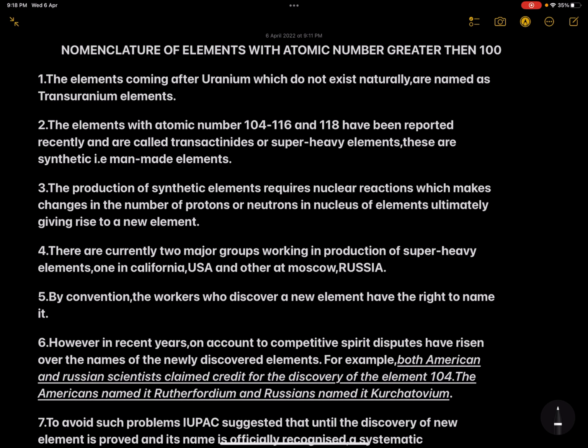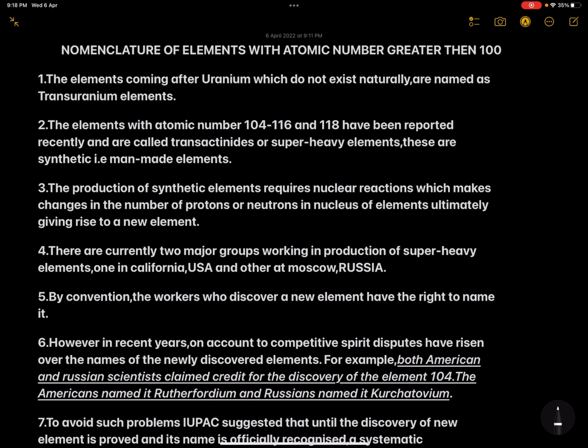My dear students, today's topic for the lecture is Nomenclature of Elements with Atomic Number Greater than 100. So now let's discuss some points one by one. The very first point. The elements coming after uranium which do not exist naturally are named as transuranium elements.